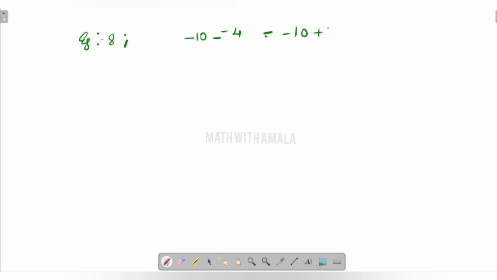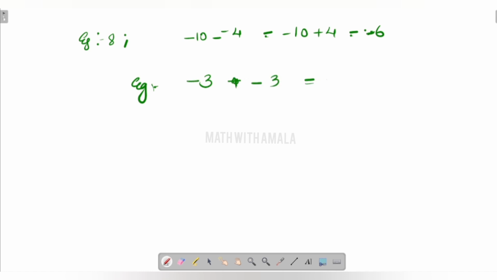Example number 8, minus 10 minus minus 4, which is equal to minus 10 plus 4. Its additive inverse is 4. Additive inverse of minus 4 is 4. So you can just add it with the minus 10. You will get minus 6. That means difference sign, difference larger number sign. Difference is 6 and the larger number is 10. Its sign is negative. So the answer is negative 6.